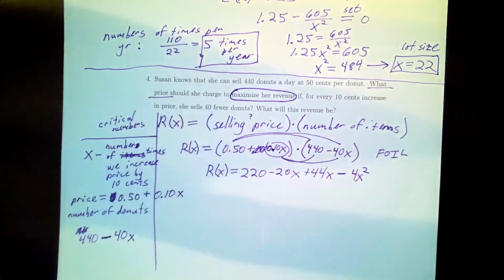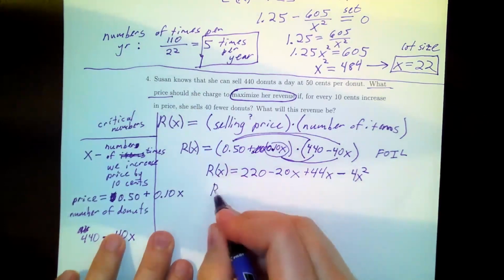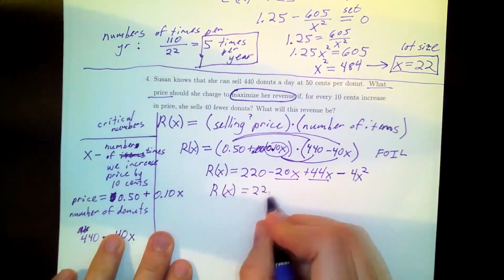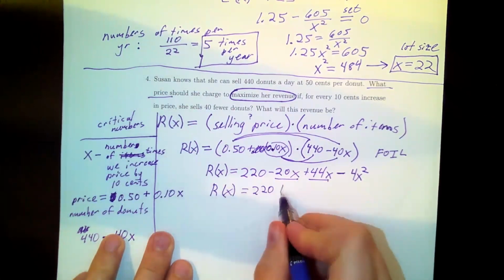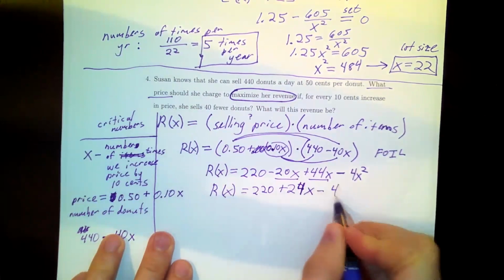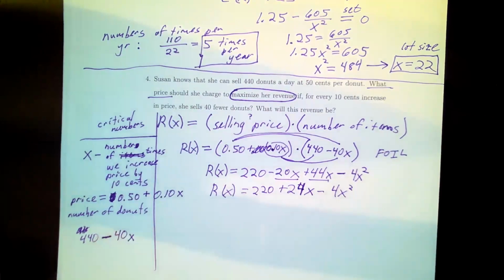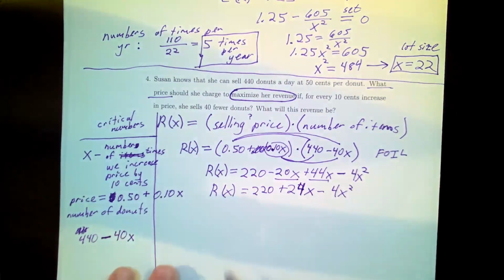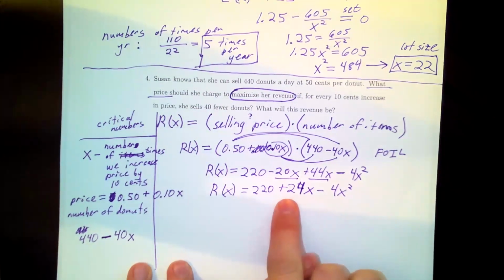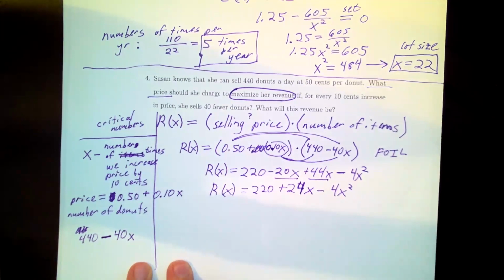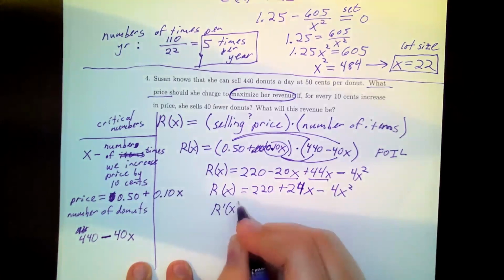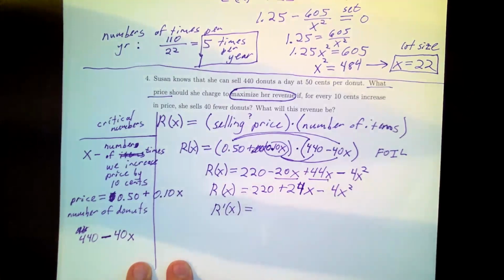So we get there. Let's collect like terms real quick. I have minus 20x plus 44x. The revenue function itself is 220 plus 24x minus 4x squared. I now wanted to maximize revenue, right? I wanted to find a maximum of this. So what we should do then is take the derivative of this and set it equal to 0 so I can find the critical number.